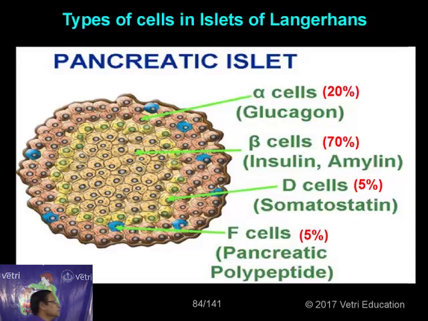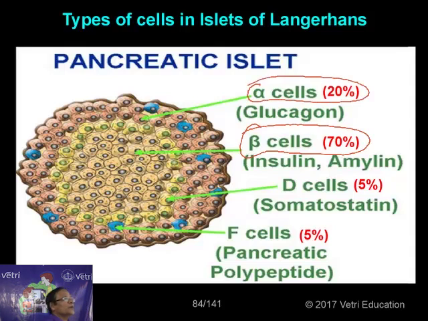The major cells found in the islets are the beta cells, nearly 70%. Next we have the alpha cells, about 20%. The beta cells secrete the hormone insulin, and the alpha cells secrete the hormone glucagon. We also have delta cells, which constitute nearly 5%. They are concerned with the secretion of somatostatin, which suppresses the activity of somatotropic hormone. And we also have F cells, which secrete pancreatic polypeptide, nearly 5%.